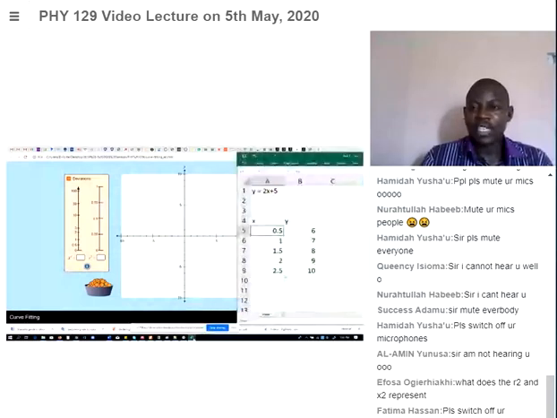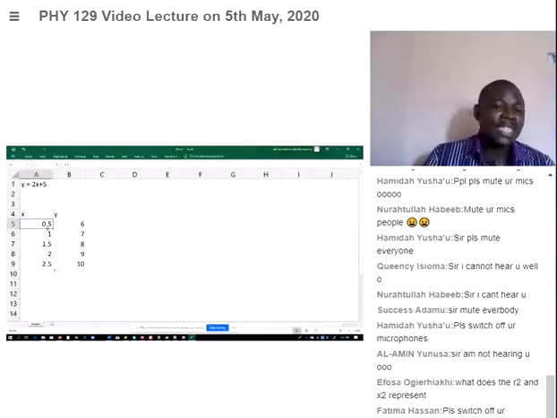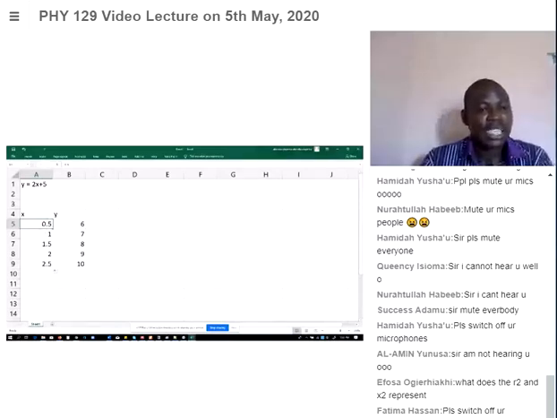Now, in the Microsoft Excel application, I recalled the linear equation I'd used to illustrate earlier. And I picked this equation, y is equal to 2x plus 5. And from this equation, we generated arbitrary values of x. Are you following me? We started with 0.5, then 1, 1.5, 2, 2.5. These are arbitrary values of x.